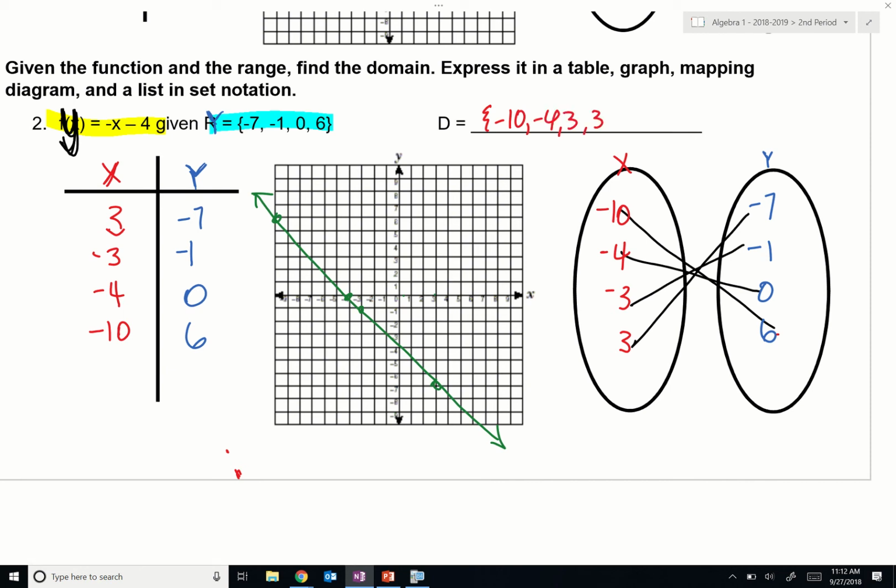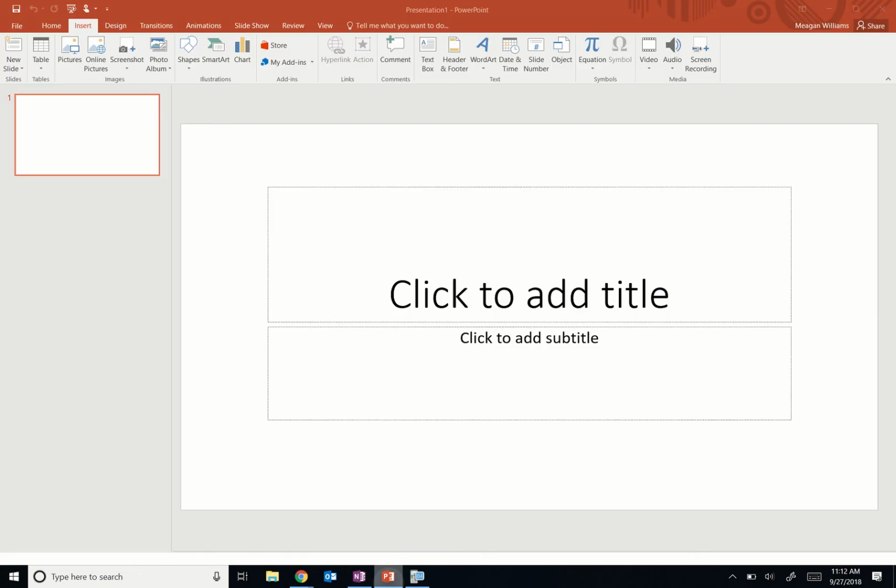Perfect. So with your partner, the partner you're sitting next to, on the back of your homework from last time, you have 4 problems that look very similar to what we just did in our notes. I want you and your partner to take about 12 minutes to get these 4 problems done. Ready, set, go.